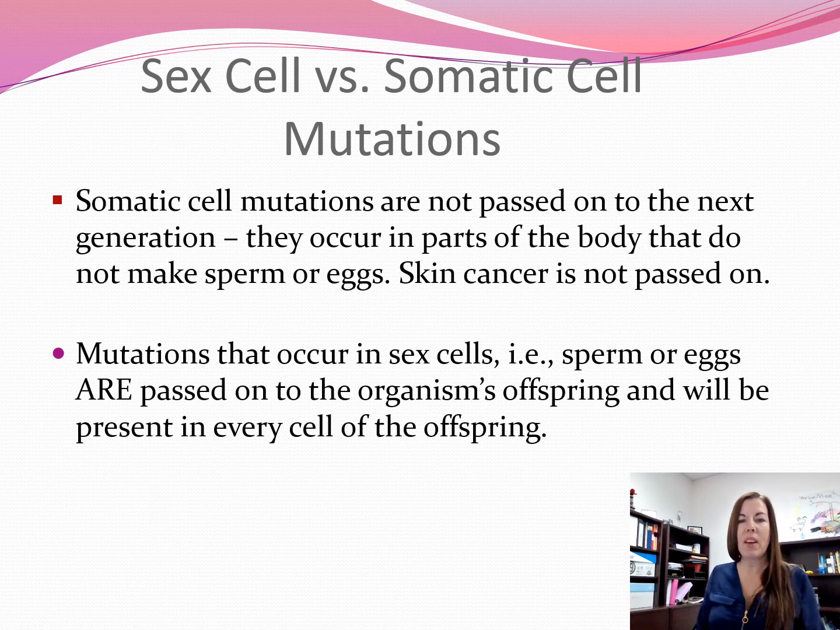Now, somatic cell mutations are not passed from one generation to the other. So skin cancer is not passed on, but if a mutation happens in a sex cell, those sperm and eggs do get passed on, and the offspring can be affected.